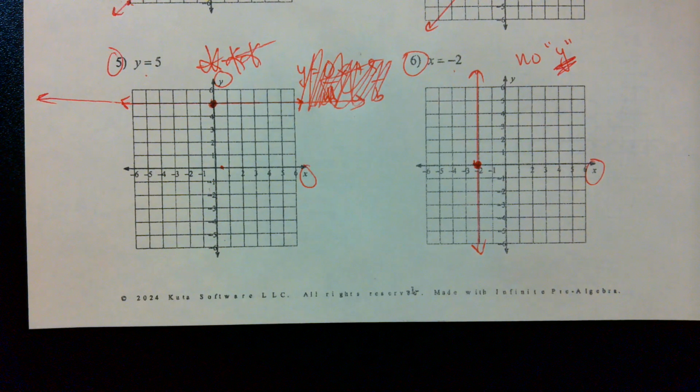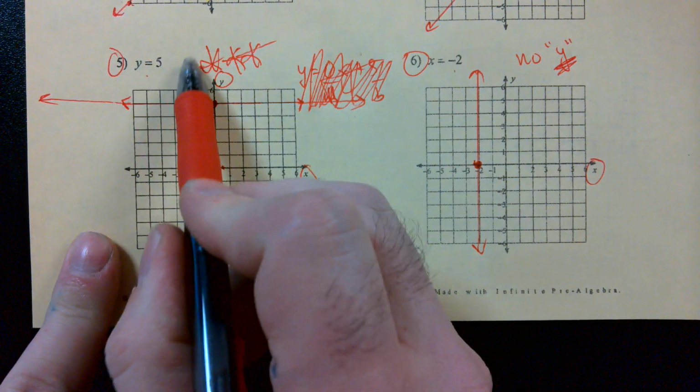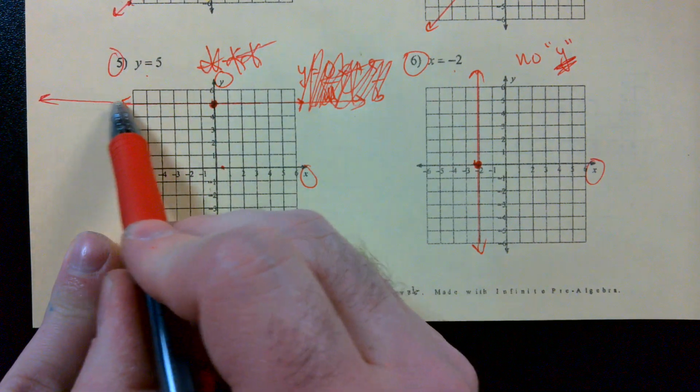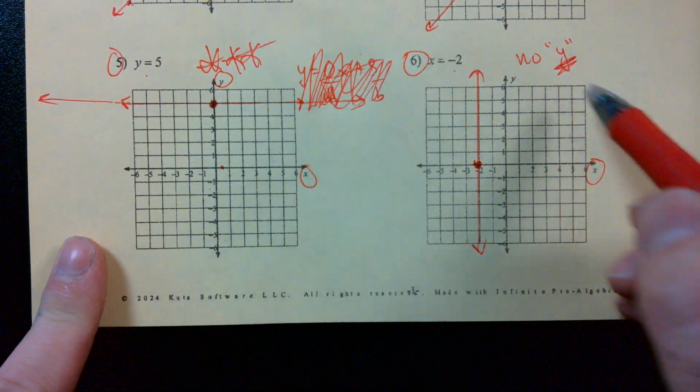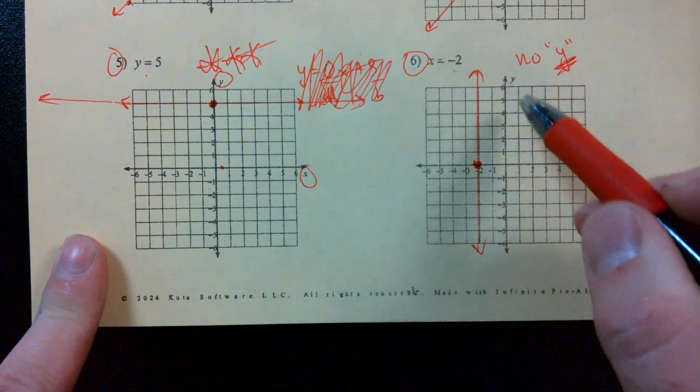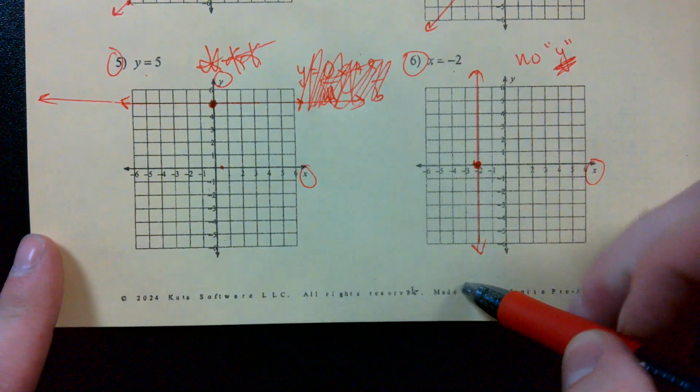All right? So when I was a student, the way that I always remembered this, because I always got confused which one was which: if there's no x present, my line's never going to cross the x-axis. If there's no y present, my line's never going to cross the y-axis.